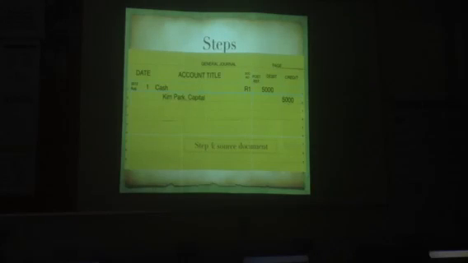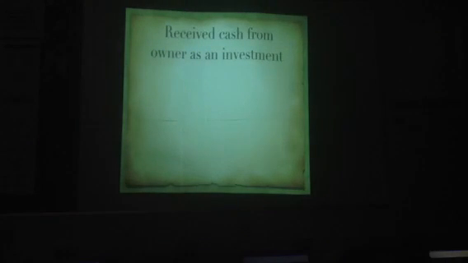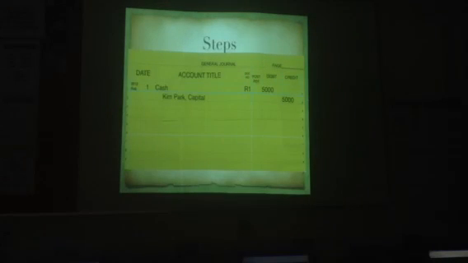So those are the 4 steps to completing a general journal transaction. 4 steps. Not that big of a deal. Yes? Can I turn off the air? Yes. Questions on the 4 steps?